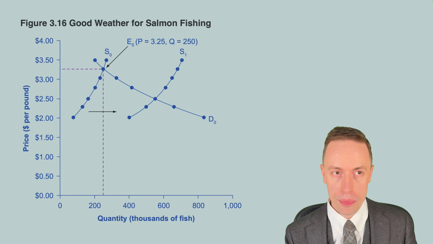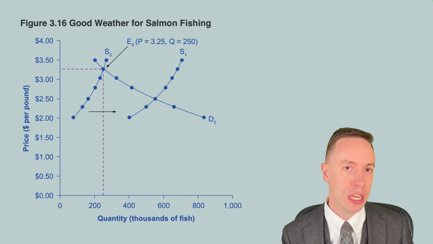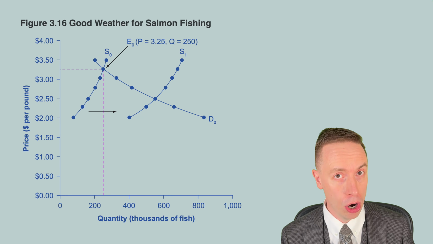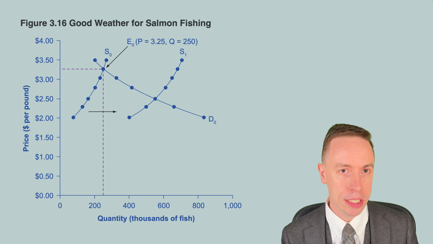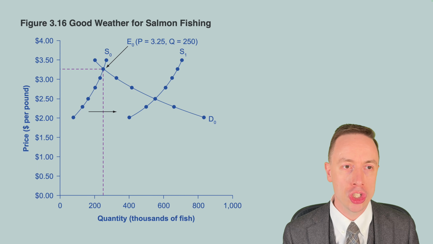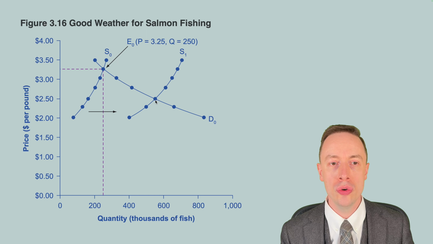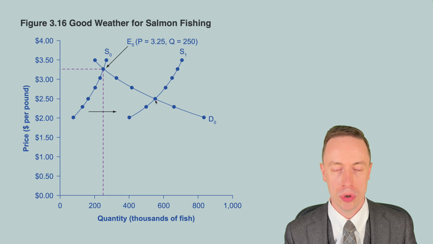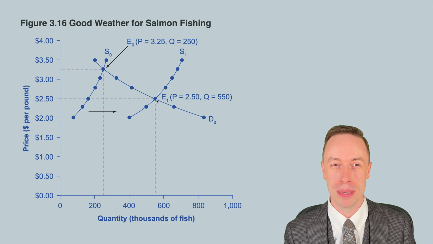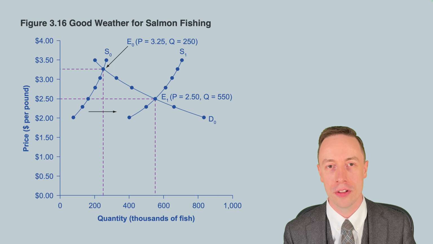Of course, there is going to be a change in how much salmon is being bought, but we're not referring to that as a change in the demand. That's a change in the quantity demanded. As the increase in supply leads to a new equilibrium price, you can already tell that equilibrium price is going to be lower than the previous one. Let's say it falls to $2.50. We end up with an increase in quantity demanded at the new equilibrium.